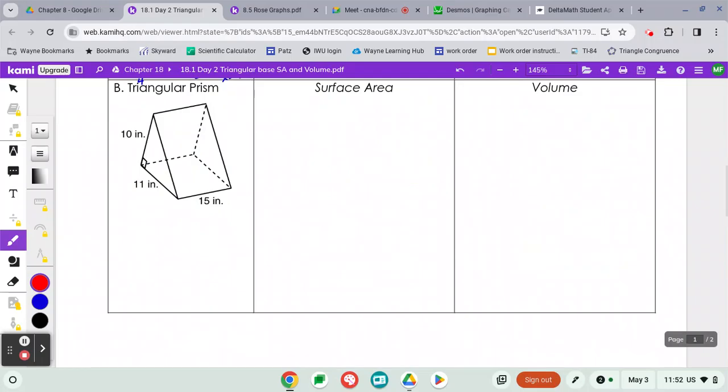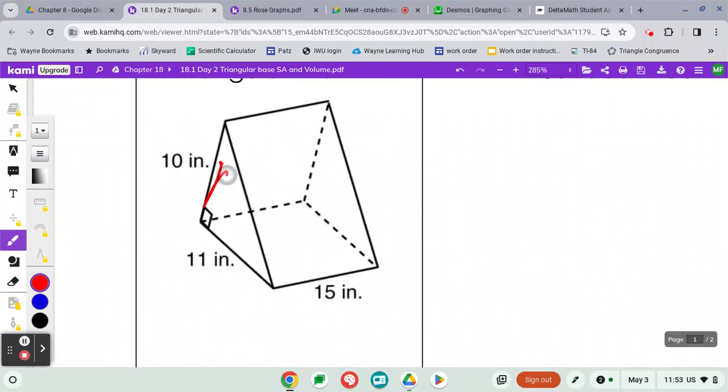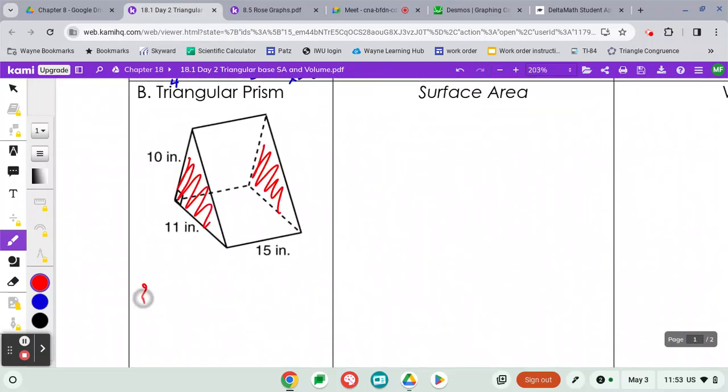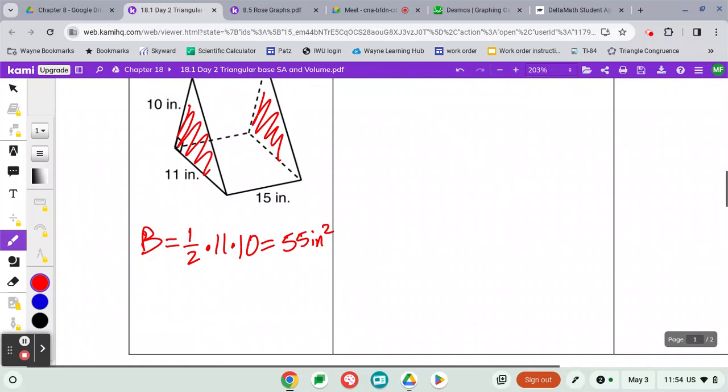All right, let's talk about this. So first off, we have a base over here, right? What is the area of our base? Wait, the 11 is part of our base, right? But what's our area? Yeah, okay, so half times 11 times 10. Yep, and what does that give us? 55. Okay, good. That's 55.